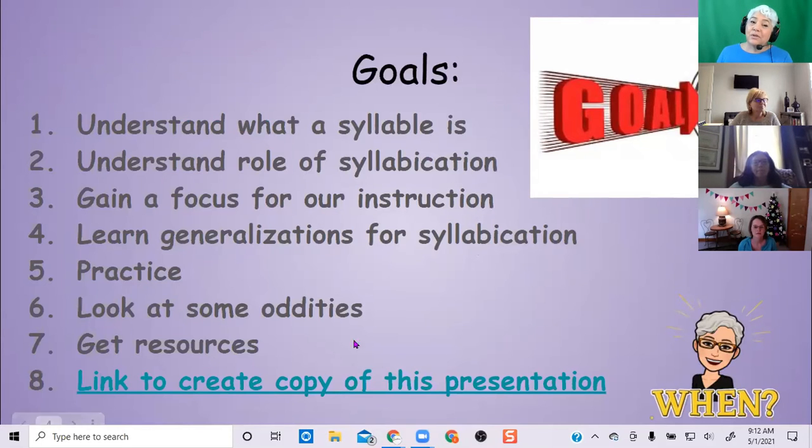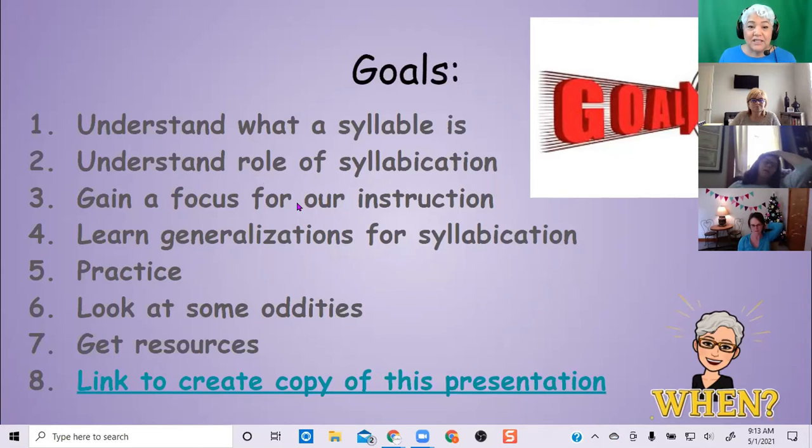These were our goals for my last session. I'm going to go over these goals again, but we're really going to focus more on making sure that we have hands on. We're trying it out. We're understanding it. We're at the point where we can say I can try this with my kids. Okay, so we're going to understand what a syllable is, the role of syllabication, get our focus.